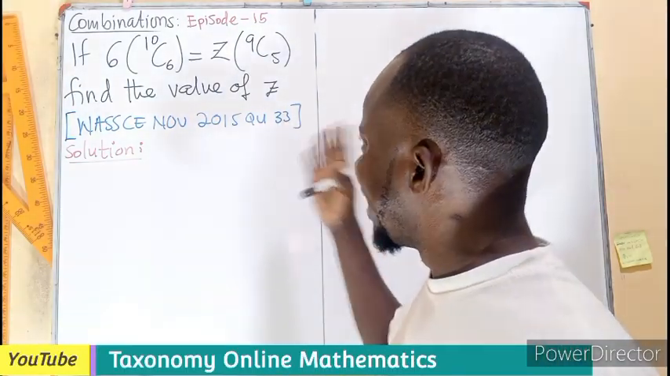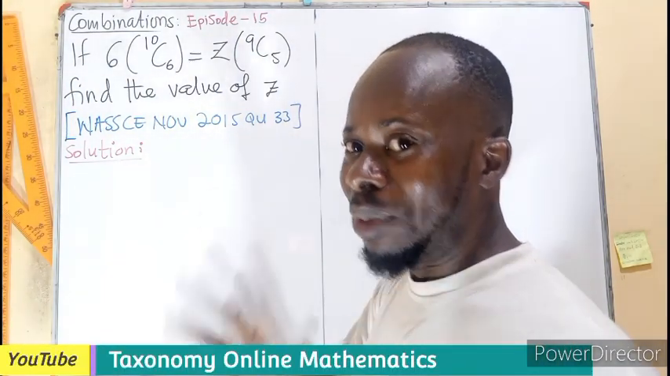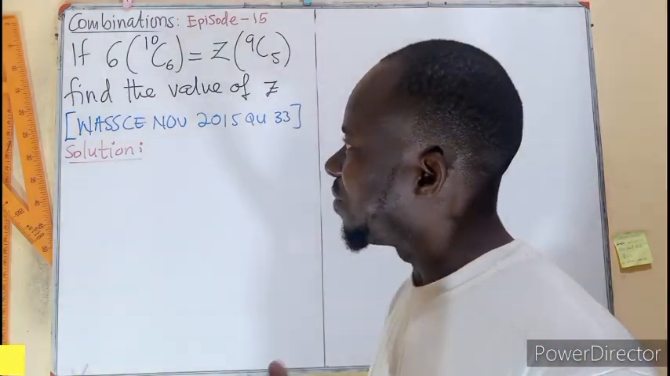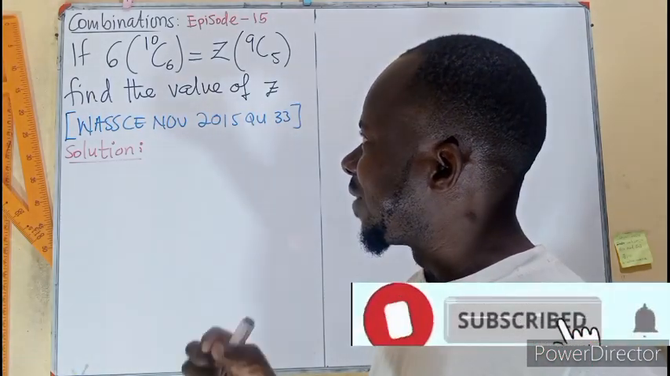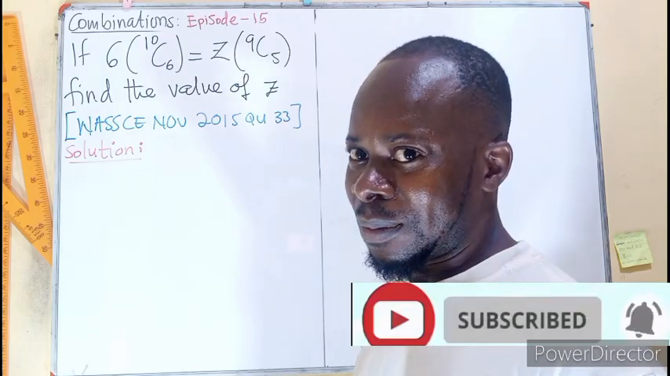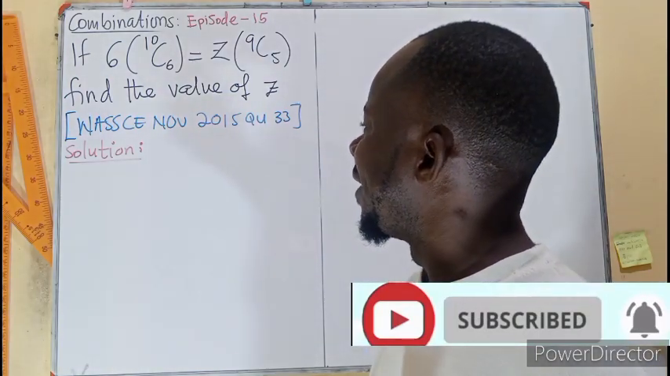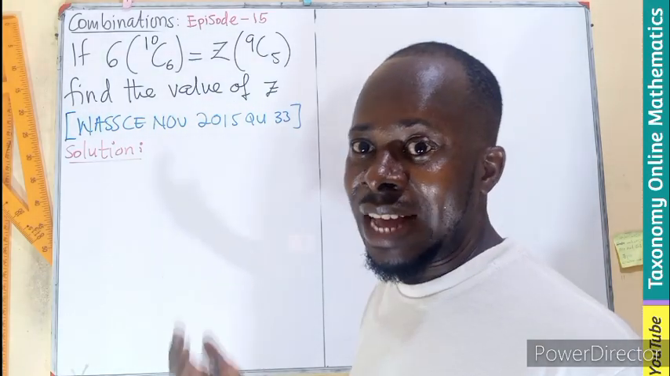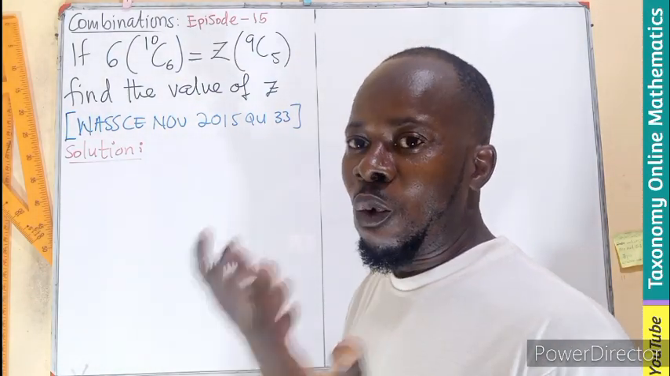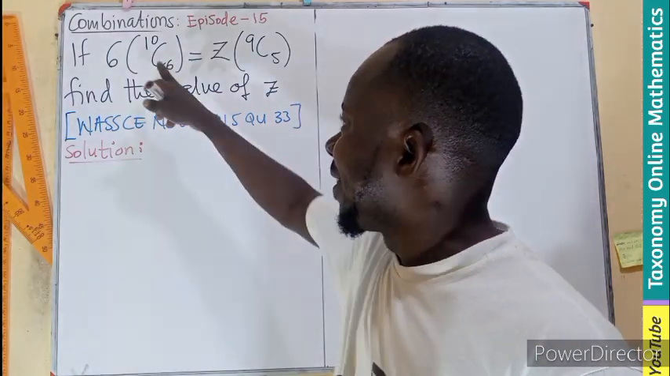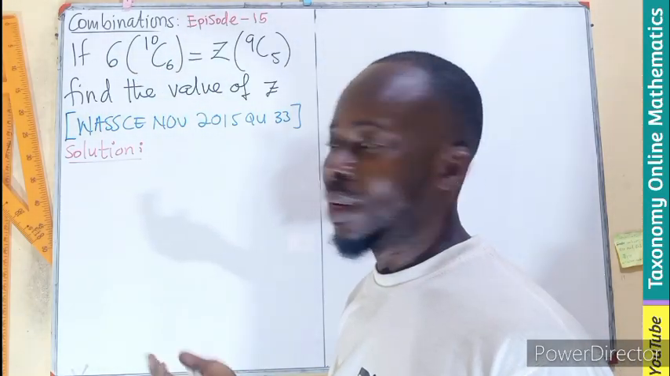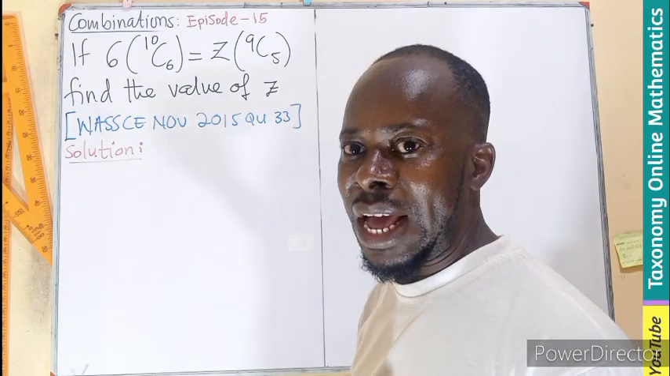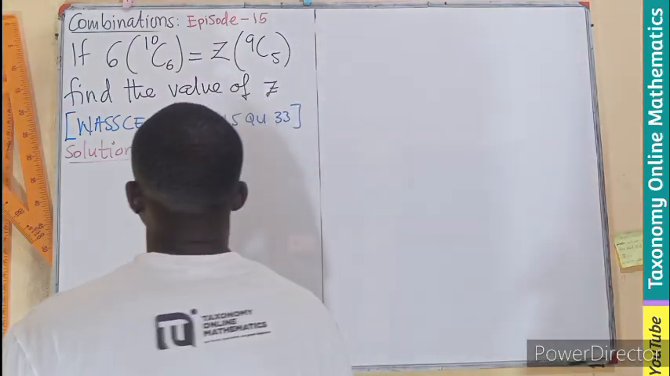Do you know this can also be a question on combination which does not involve sentences? We are just having: if 6 times 10 combination 6 is equal to z times 9 combination 5, we have to find the value of z. Or they are asking for us to expand what 10 combination 6 is. Then we multiply by 6, do the same here, multiply by z, then voila, we get to the answer. Let's try what that will be.